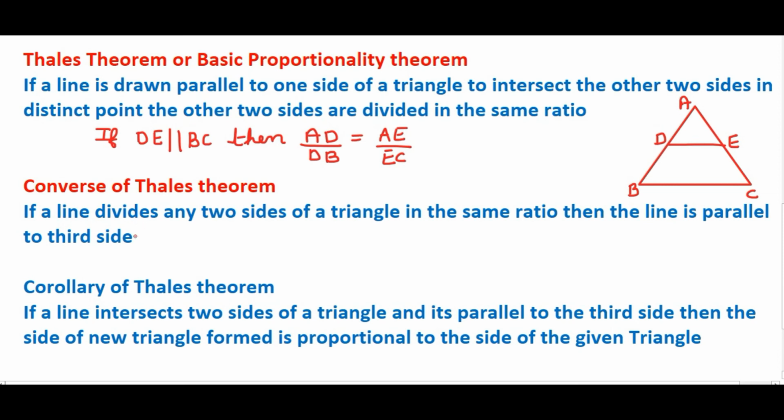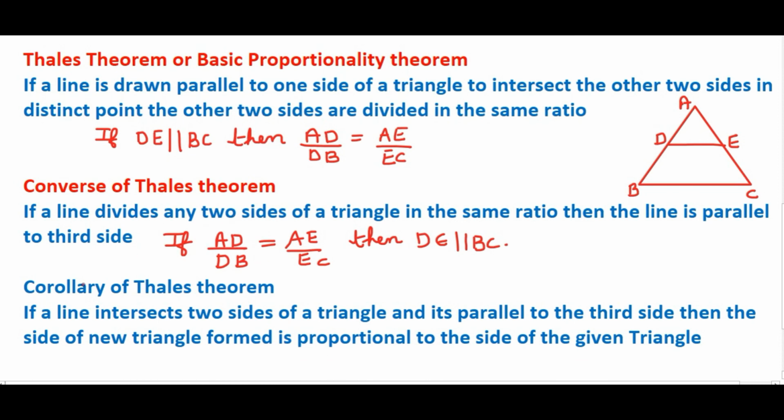Now the converse of Thales' theorem means just the opposite of Thales' theorem. That is, if a line divides any two sides of a triangle in the same ratio, then the line is parallel to the third side. That means if AD divided by DB is equal to AE divided by EC, then I can say DE is parallel to BC. So the if part will come as then, and the then part will come as if, for the converse of Thales' theorem.